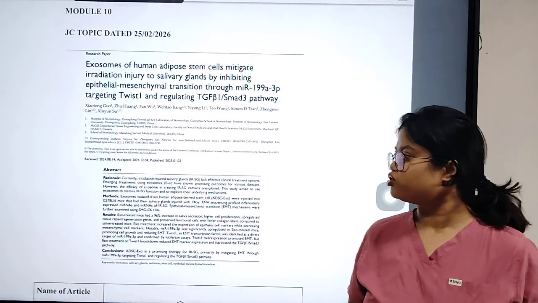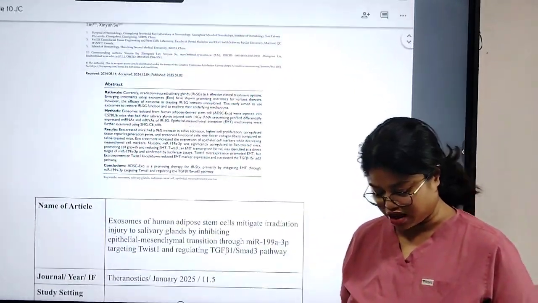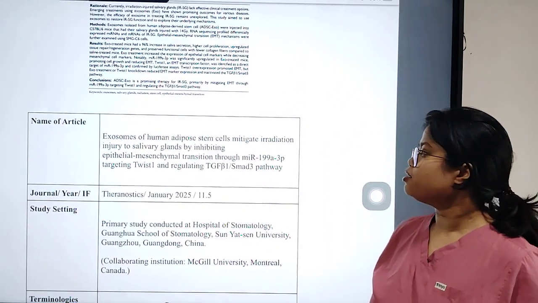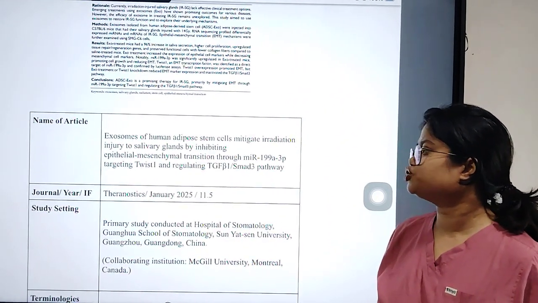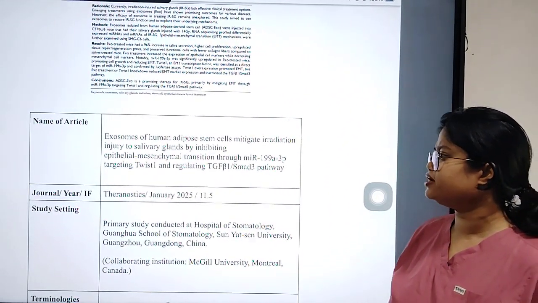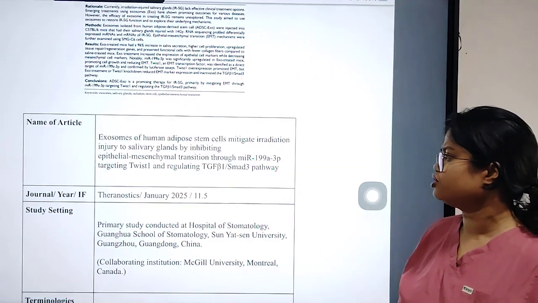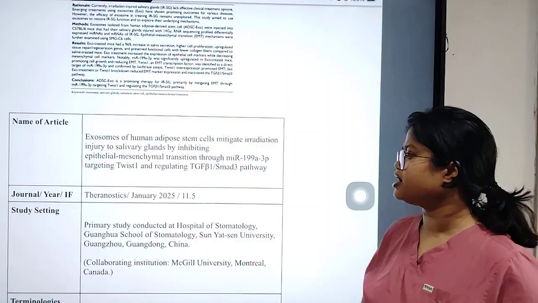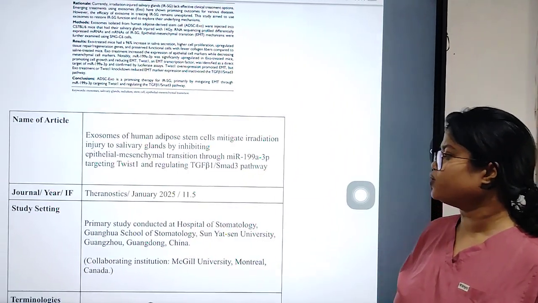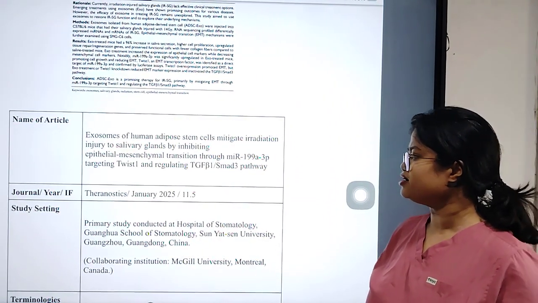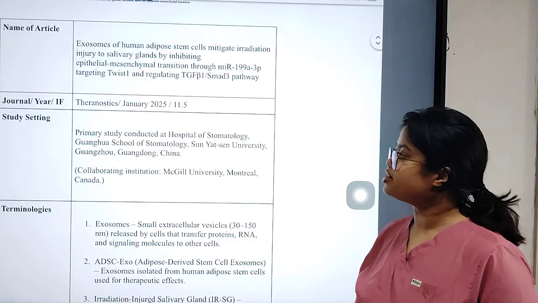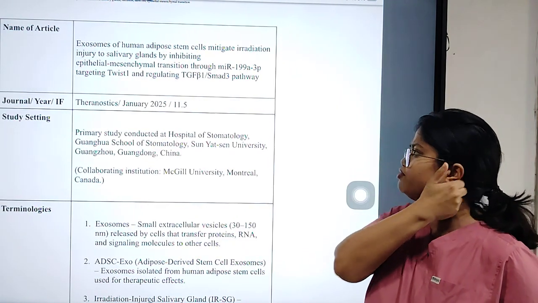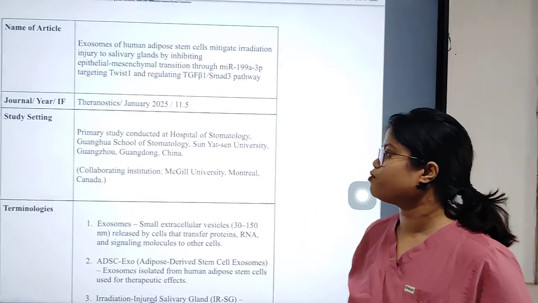Good morning everyone. For the journal discussion, I have taken the article "Exosomes of Human Adipose Stem Cells Mitigate Irradiation Injury to Salivary Glands by Inhibiting Epithelial Mesenchymal Transition through miR-199a-3p Targeting Twist1 and Regulating the TGF-beta/SMAD3 Pathway." This article was published in Theranostics Journal in January 2025 with an impact factor of 11.5.